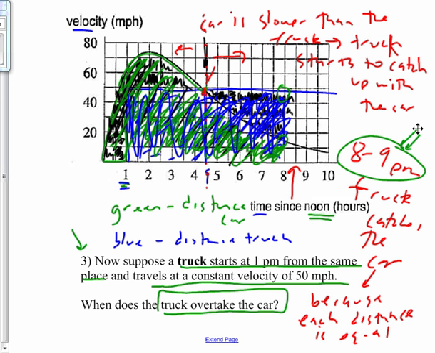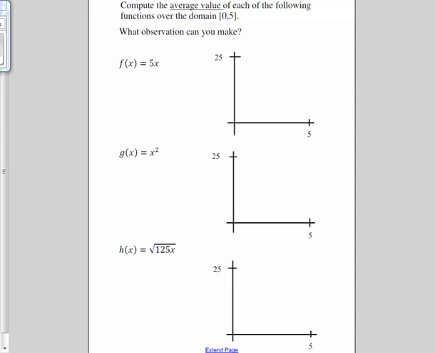So that hints at the idea of average value, because we're thinking about the truck going at a constant value, and our average value is a constant. But this next example, I think, is a really nice illustration of what average value means. So we've got three different functions here: f of x, g of x, and h of x, and we're looking at the average value over the domain 0 to 5.